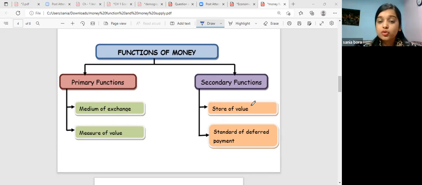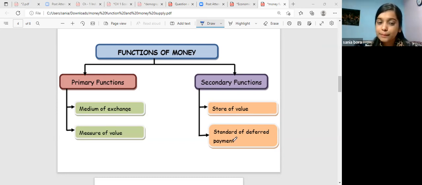And under secondary function, you have store of value and standard of deferred payment. Okay. So if I ask you, just tell me, what do you understand by functions of money? So you'll say, ma'am, there are two functions of money: primary function and secondary function. Under primary function, you have medium of exchange and measure of value, which is M and M. Okay. And under secondary function, you have store of value and standard of deferred payment.